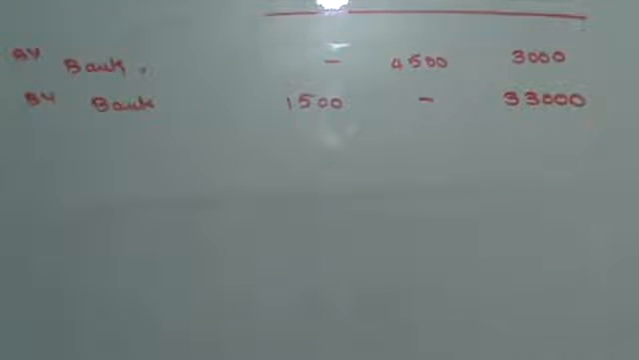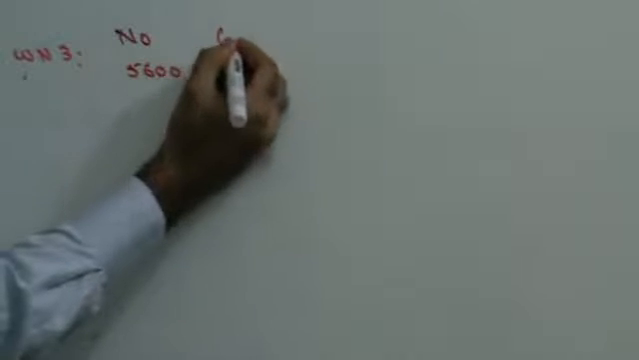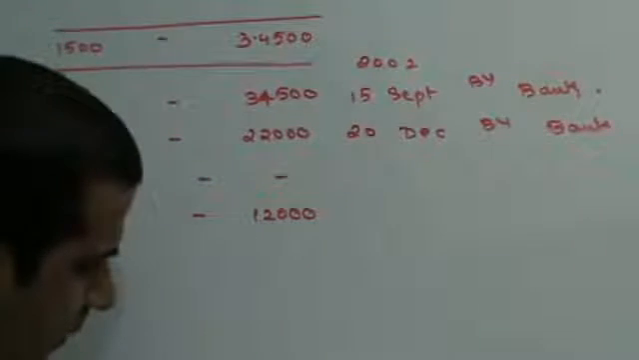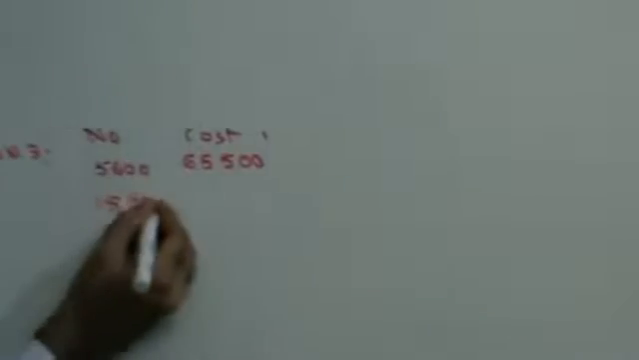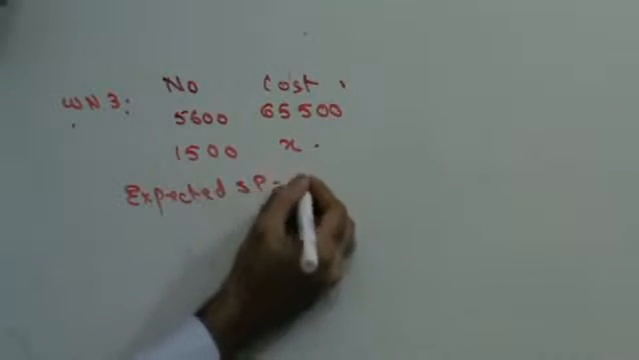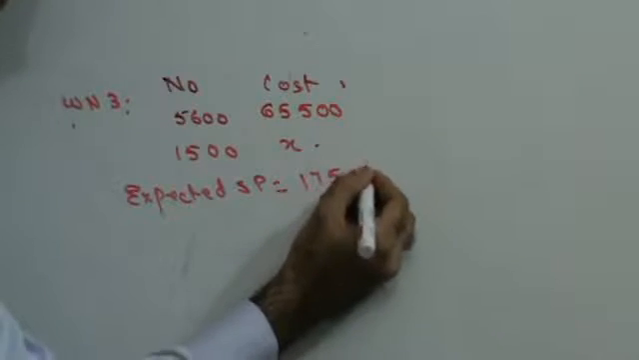Okay. Now when you sell, you have to calculate the profit or loss. Working note 3. Now, the total shares that you had before the sale transaction is 5,600, and their cost. Someone please add these figures: 34,500 plus 22,000 plus 12,000 minus 3,000. 65,500. You are selling 1,500 shares. So what should their cost be? 17,545.